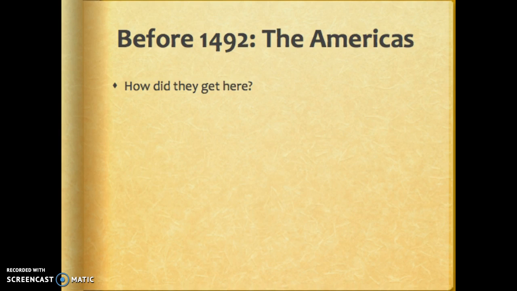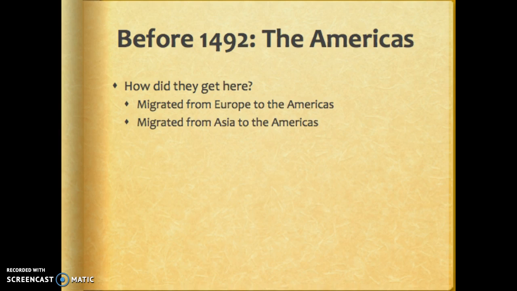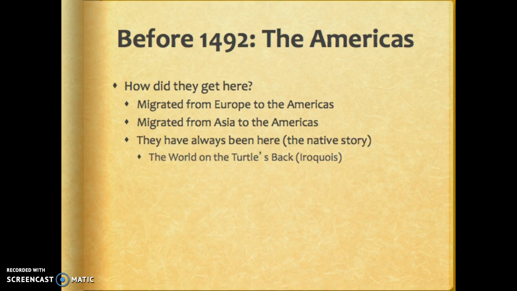If we're going to start at the very beginning, we need to ask one fundamental question. How did native peoples get to the Americas? There are many possible theories. Over time, some hypothesized that native peoples were descendants of very early migrants from Europe to the Americas. Others argued that native peoples had migrated to the Americas from Asia. And if you asked native peoples themselves, they would argue that they've always been here.